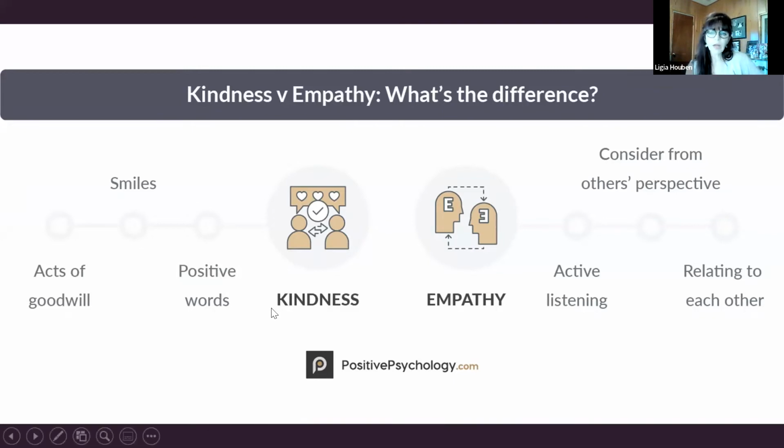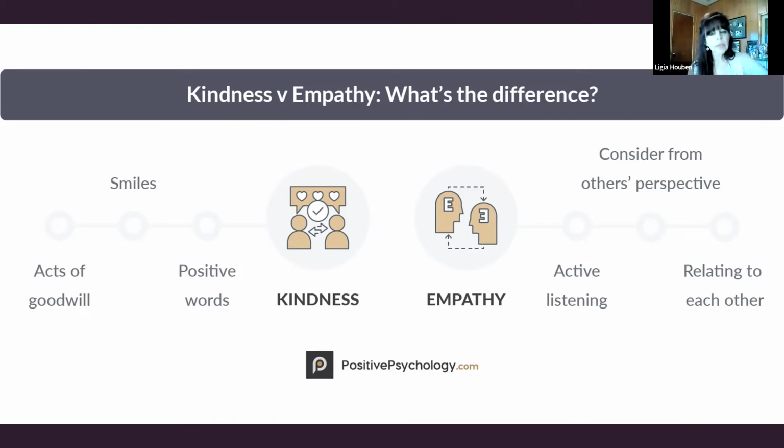This is from positivepsychology.com. When a person is showing kindness, they smile, they do acts of goodwill, and they say positive words. When the person is being empathetic, is showing empathy, they consider things from others' perspective. Remember what we said at the beginning. It's like when we say, if you got into another person's shoes, the same. So you consider others' perspectives. Active listening, it's a big one.